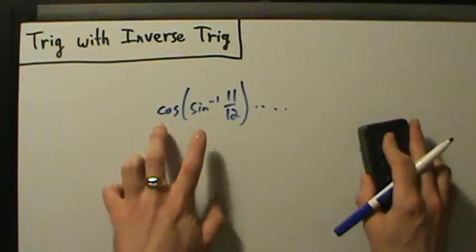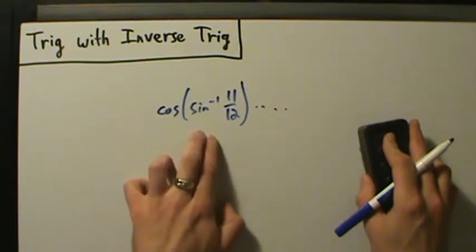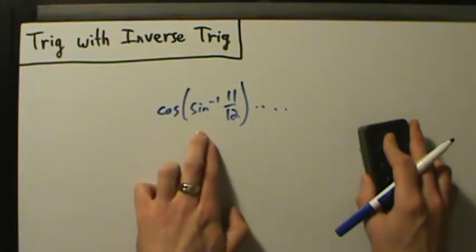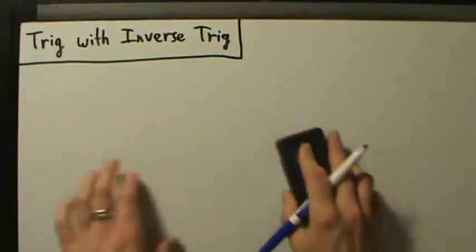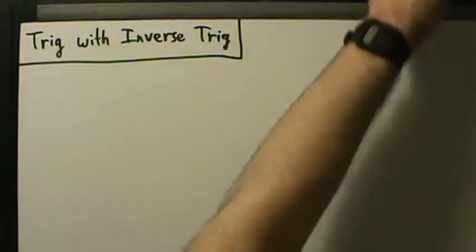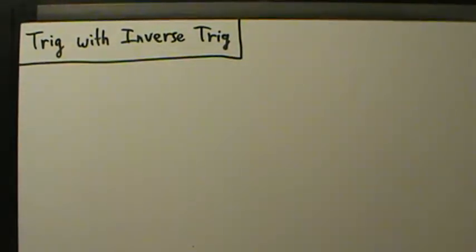It depends on: are these functions cosine and inverse cosine, or is it cosine and inverse something else? Is the inverse function on the inside or is it on the outside? Are they nice numbers on the unit circle, or are they not nice numbers on the unit circle? So there are a lot of things that we have to consider.